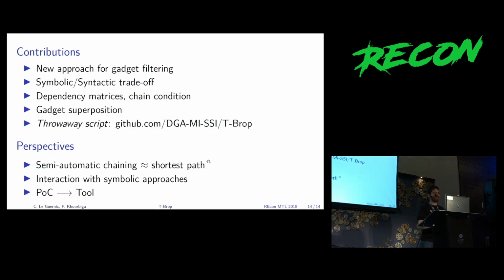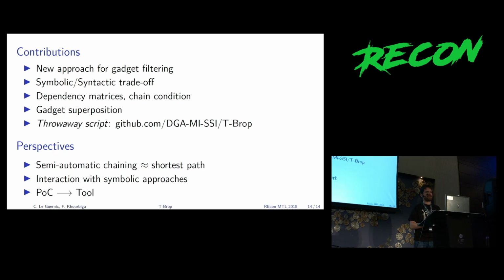Yes, I'm done. So as a conclusion, our contribution is a new approach for gadget filtering, which presents a symbolic-syntactic trade-off. We use dependency matrices and chain condition. We can do cool stuff with gadget superposition, and there's a throwaway script on GitHub. And the perspectives are to investigate the link between shortcut fast algorithms and semi-automatic chaining. This is not entirely new, but we are applying these shortcut fast algorithms to something much bigger than usual.